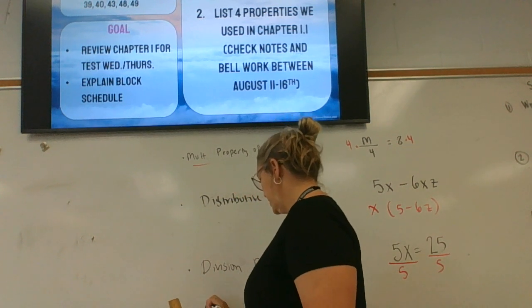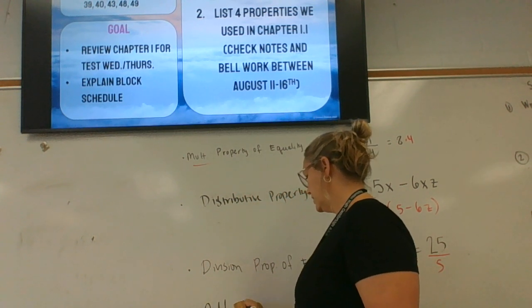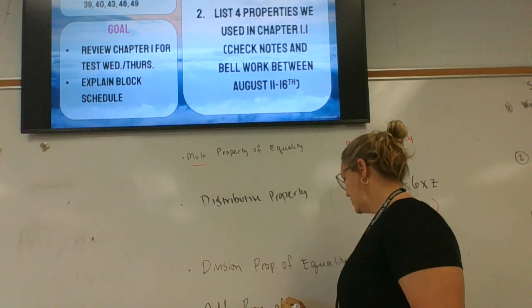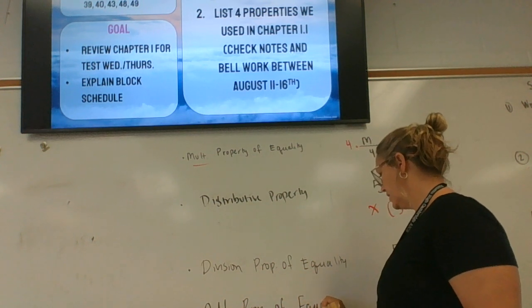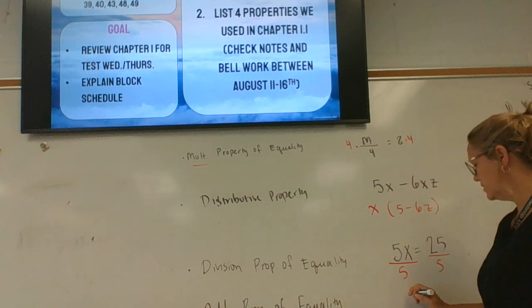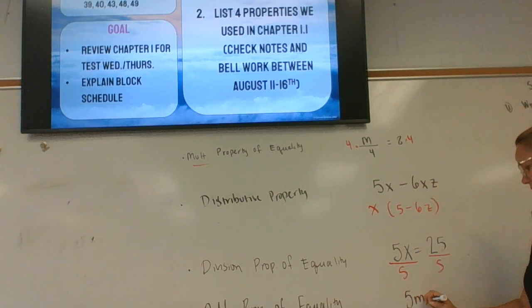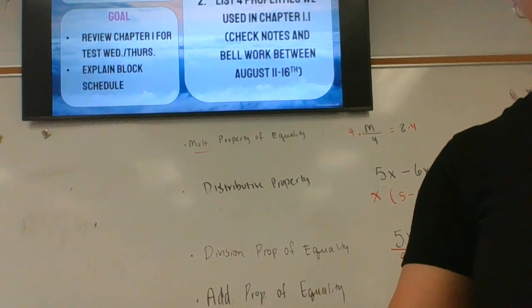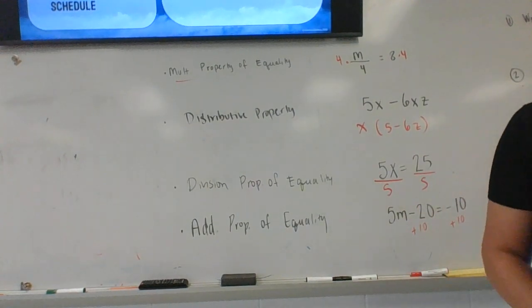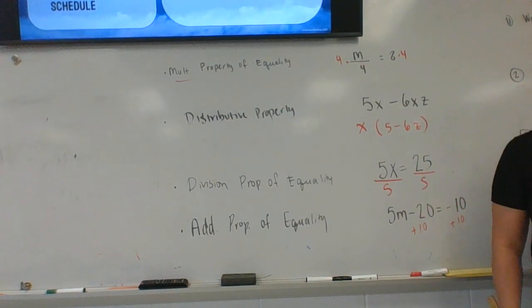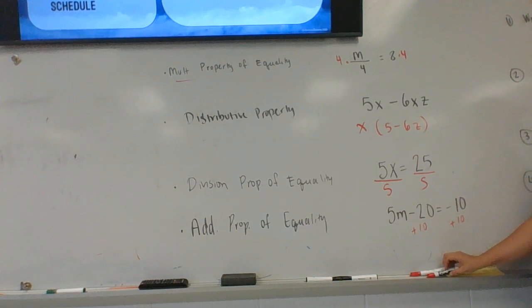And then I heard one more here, the addition property of equality. There's also the subtraction property of equality. And so addition would be like 5m minus 20 equals negative 10. So I would add 10 to both sides. That's addition property of equality. Okay? Those are properties we use. You have to list those on the test. Okay. So be able to show your work and list the property.